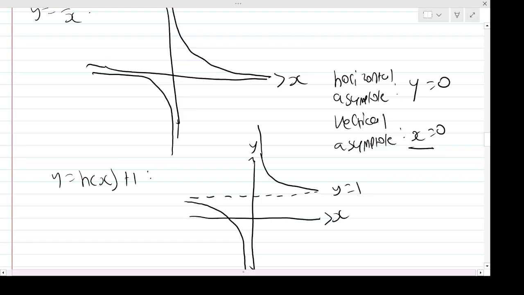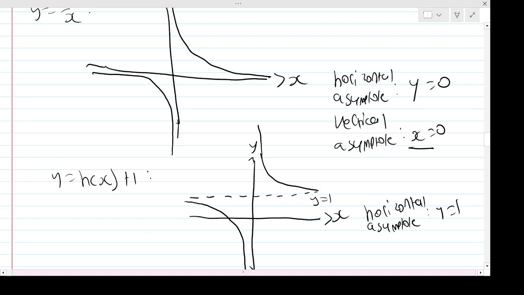I'm not changing my x values, remember. I'm just shifting it up. So the y values change, but the x doesn't. So overall, and also the horizontal asymptote, well, that's now going to be y is equal to 1, which is this dotted line I drew here, right?